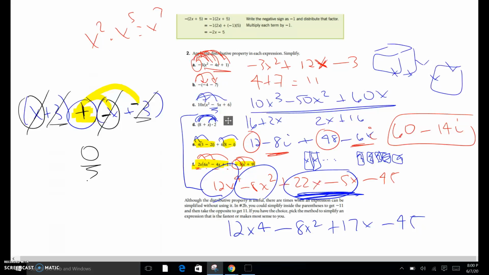All right, why don't you flip to number 3 on the next page and see if you can write that, and then we'll go there next. So try number 3 on the next page.